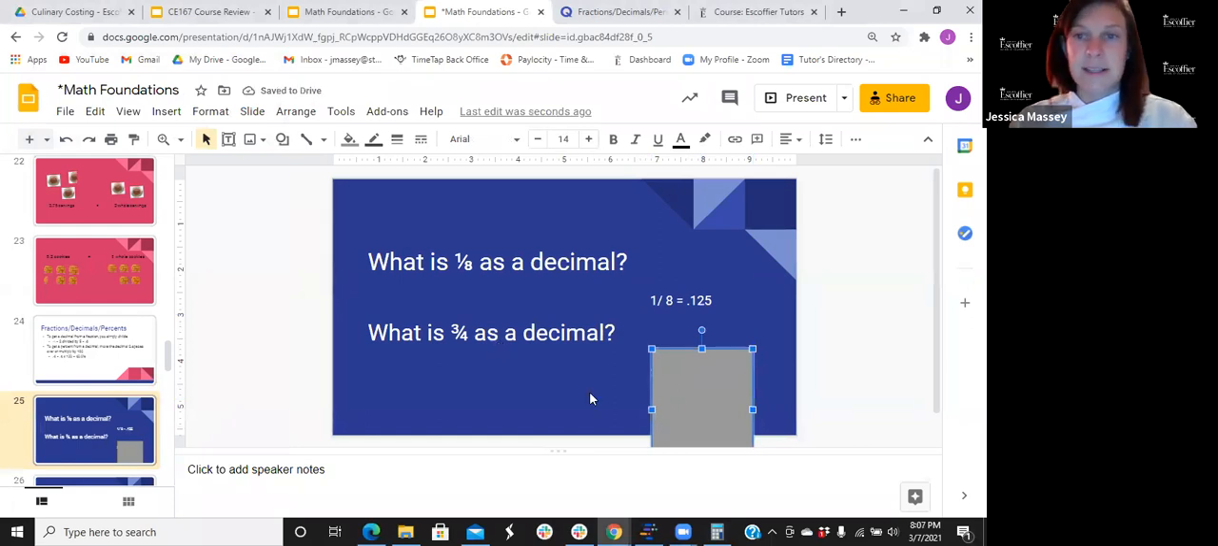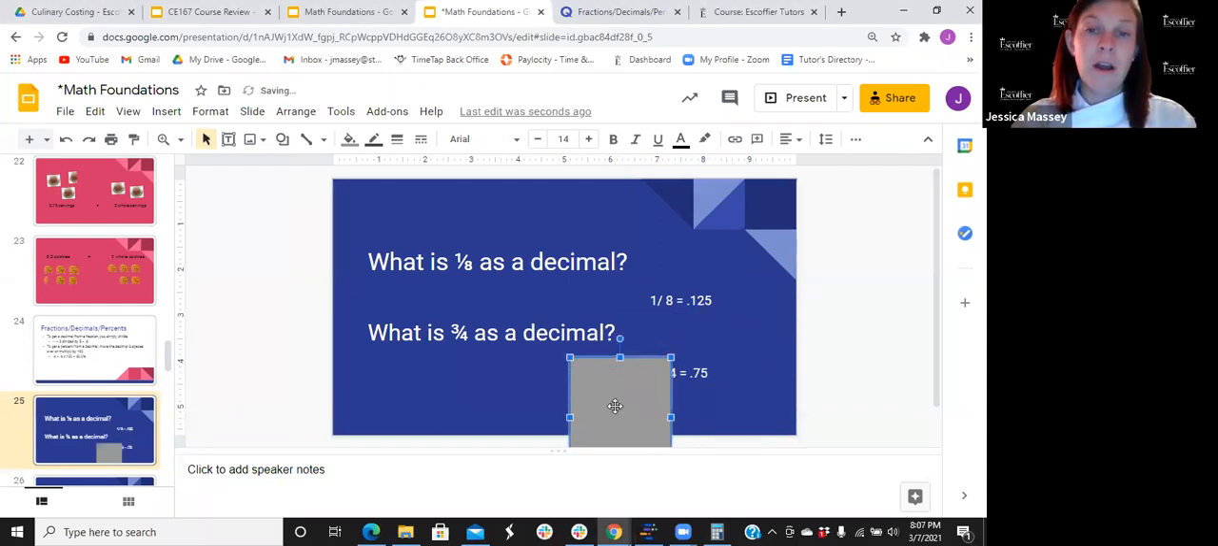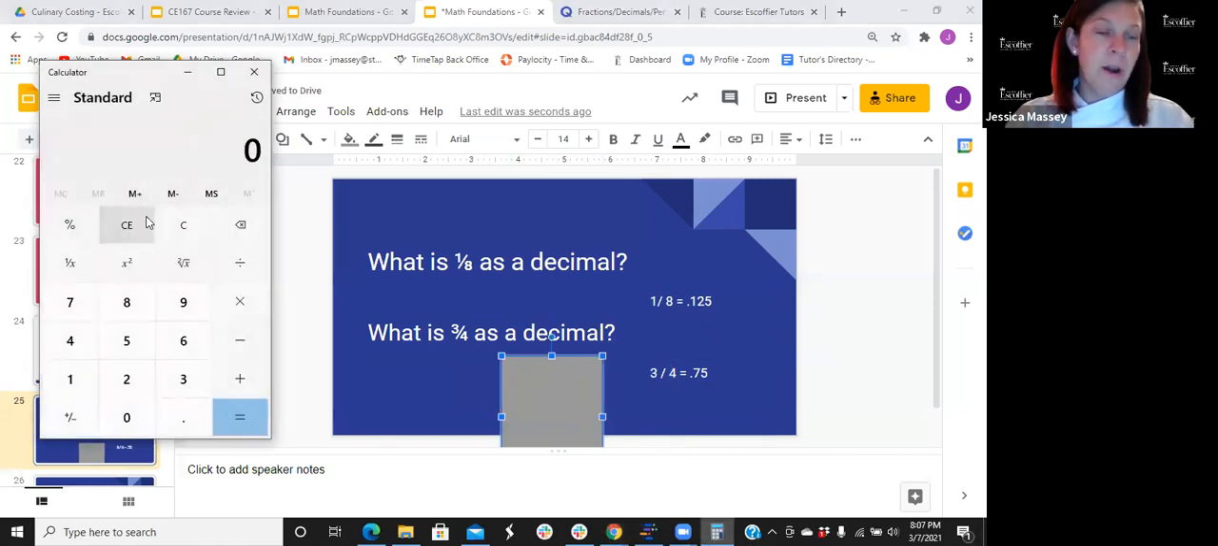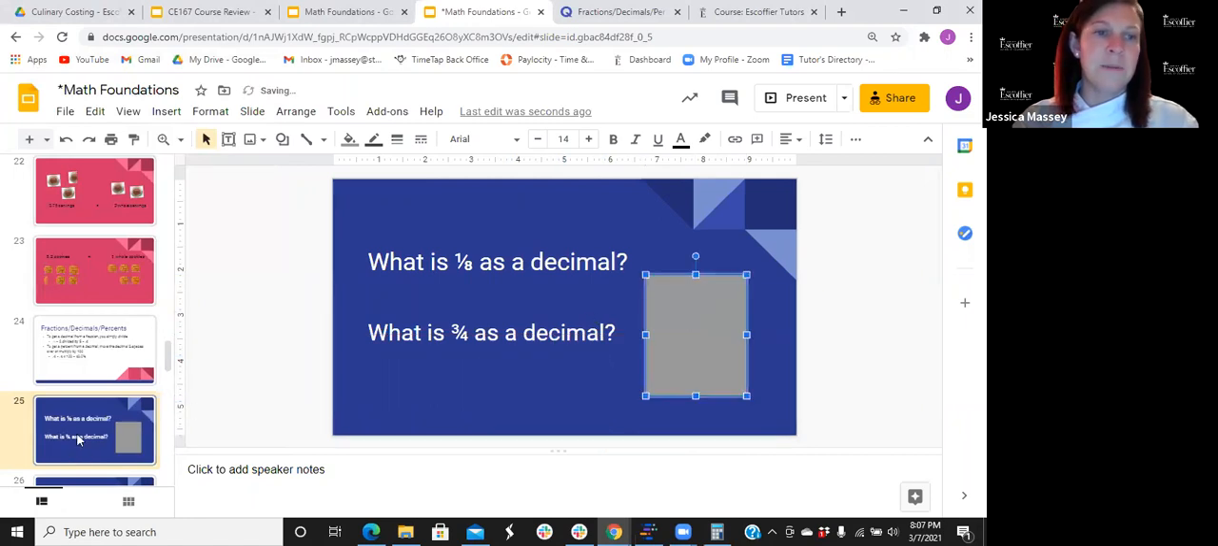What is 3/4 as a decimal? What would you do? We've got a couple in the chat of 0.75. 0.75, you are right. I didn't move it over enough. It is 0.75. So those who are curious how we got there, take your 3 and you divide it by your 4. And we get 0.75, which is 3/4 of a whole. I'm going to cover those back up.